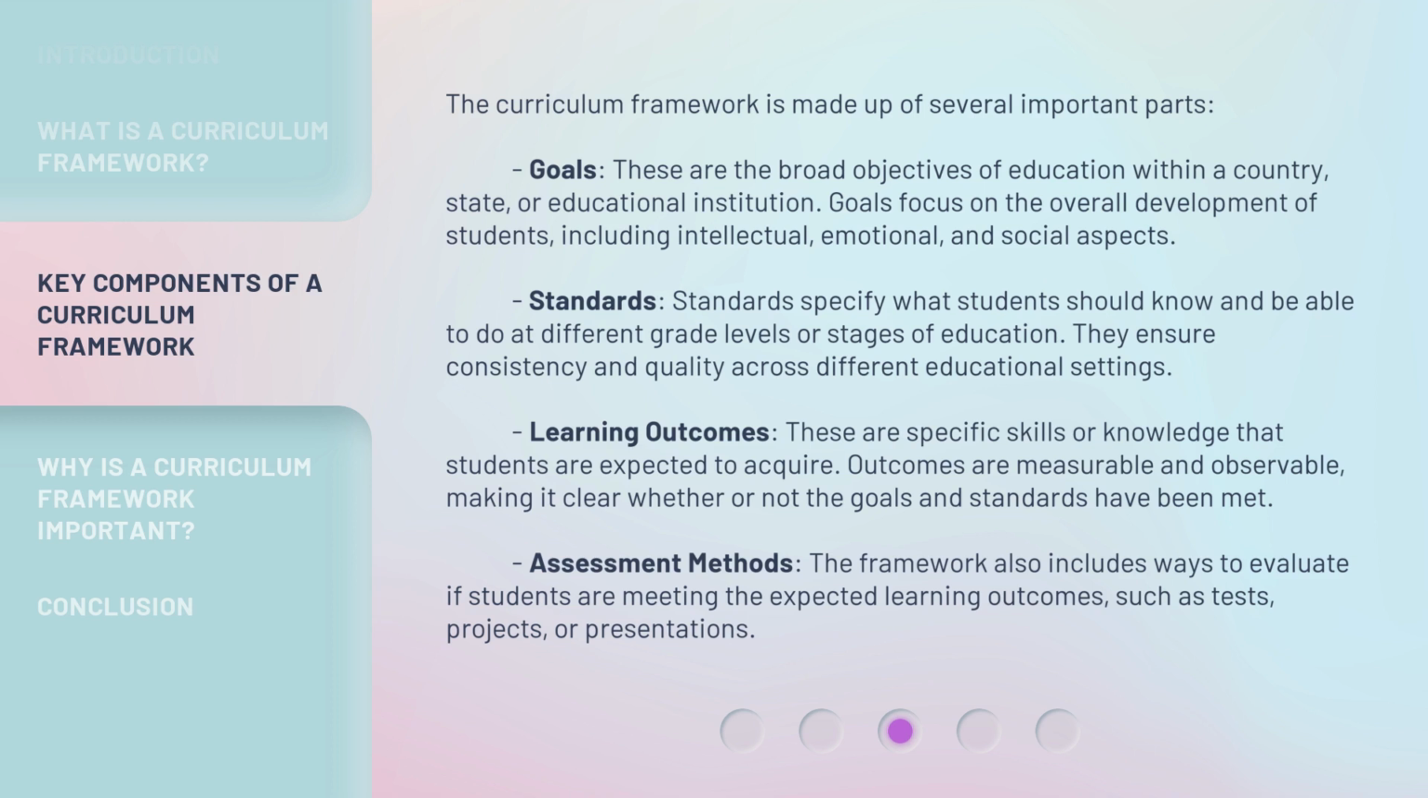Learning outcomes. These are specific skills or knowledge that students are expected to acquire. Outcomes are measurable and observable, making it clear whether or not the goals and standards have been met. Assessment methods. The framework also includes ways to evaluate if students are meeting the expected learning outcomes, such as tests, projects, or presentations.